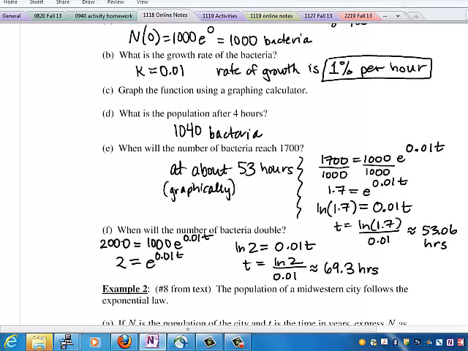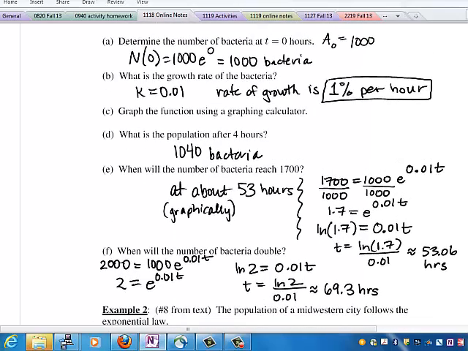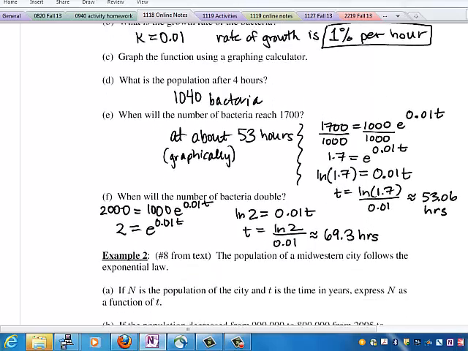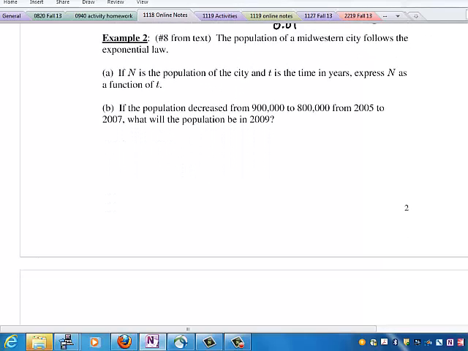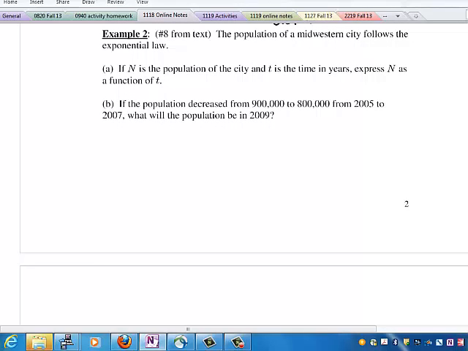So in that example, again, the model was given and we had to answer some questions based on the model. Now we want to be building the model ourselves, given some information about a population. So here we've got the population of a Midwestern city follows the exponential law. That tells us that the number of people after time t is the initial number times e to the kt, and k is either positive or negative. We don't know which. That would be determined after we've got some information about some specific times and populations.